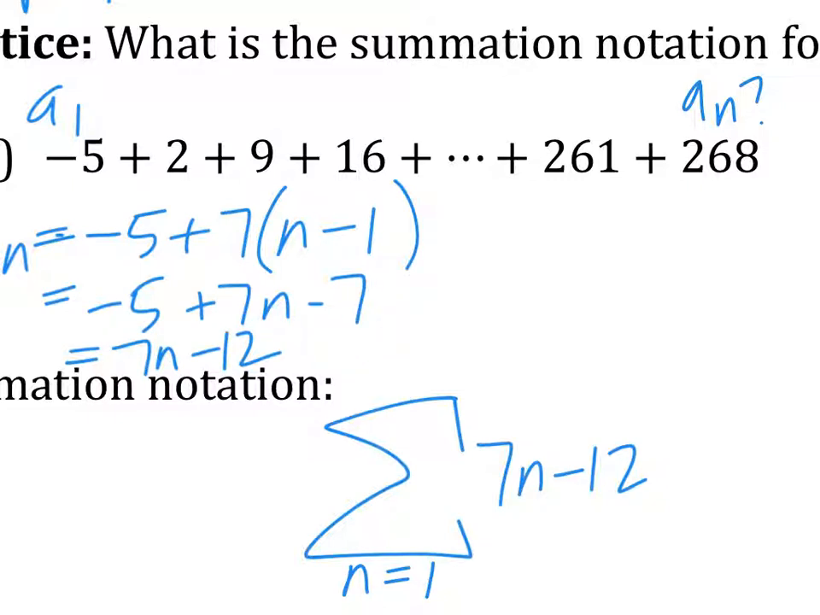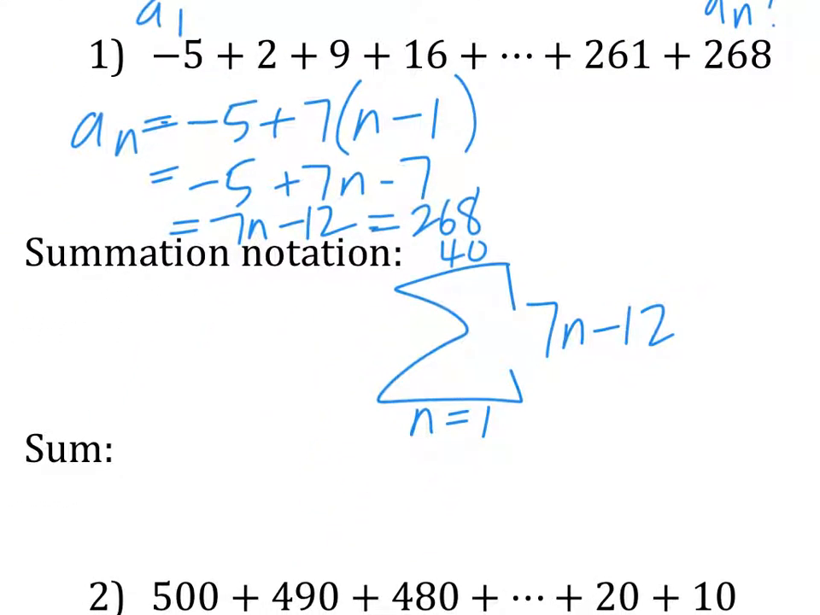How do you figure out how many numbers there are? Plug 268 into where? Yeah, plug it into the explicit formula. Okay, figure out n number. Okay, so what is n? 40. So we put 40 in there, and that is done. That is called the summation notation.